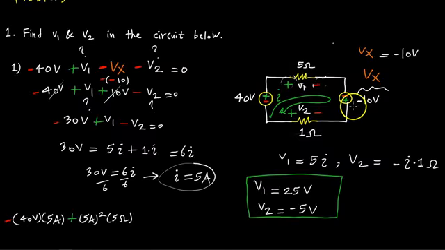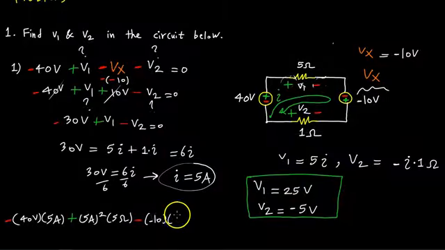Then I'm going to go here and say negative 10. I'm going to call that Vx again, and then say, okay, current's going from minus to plus, so I'm going to have a negative sign due to passive sign convention. Then I'm going to have a Vx, and I'm just going to skip a step and write Vx, which is negative 10, and write the current, which is 5 amps.